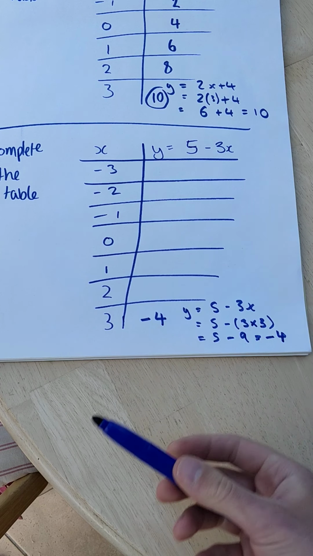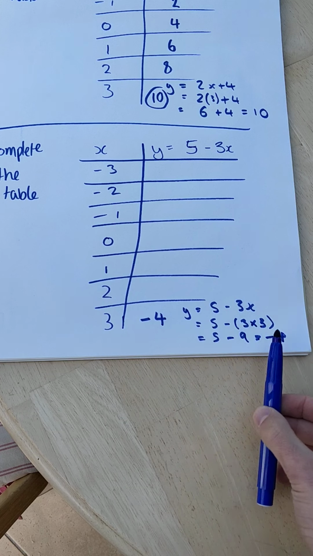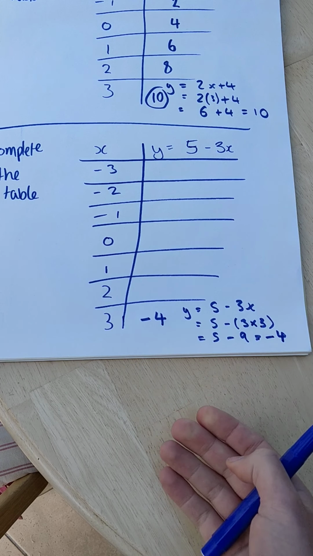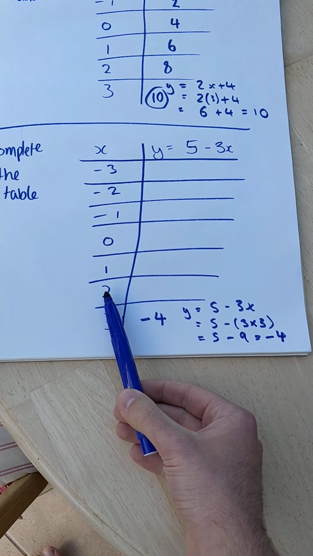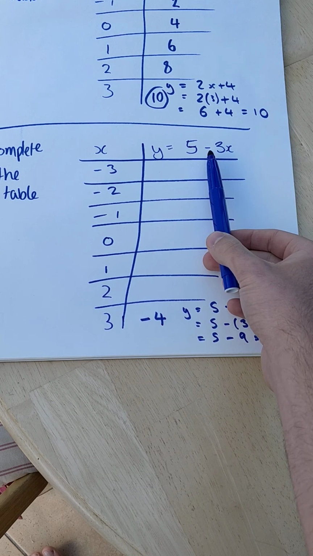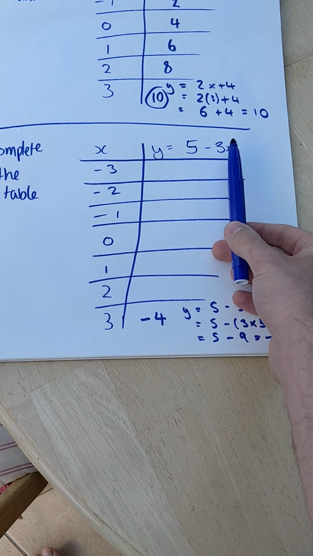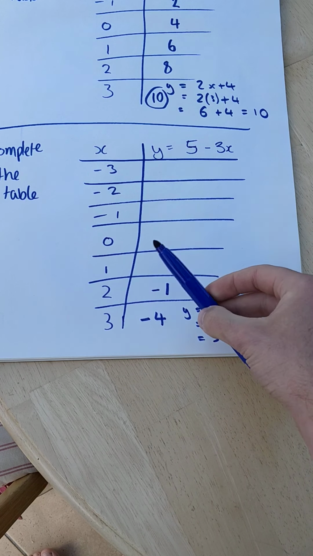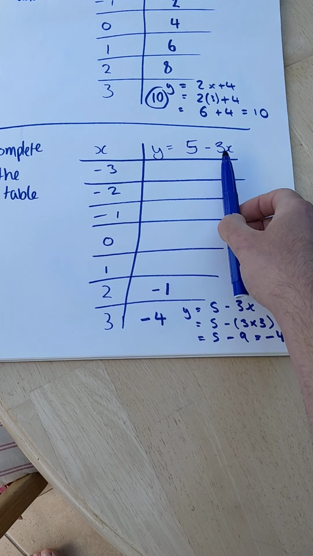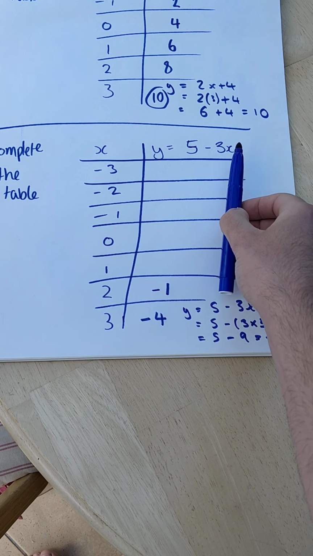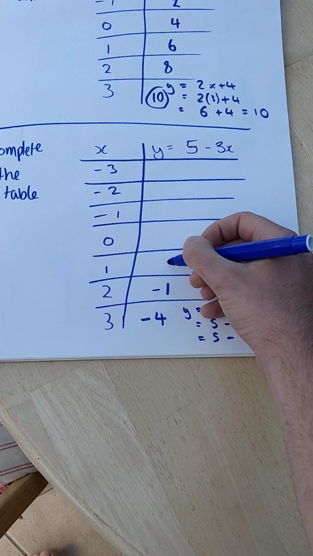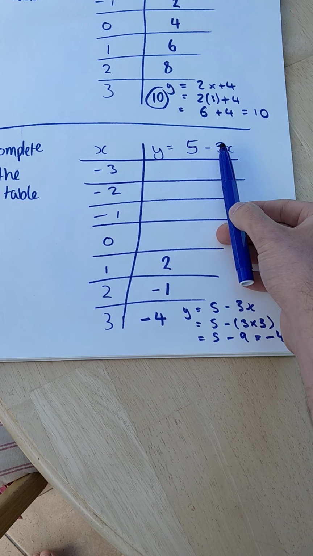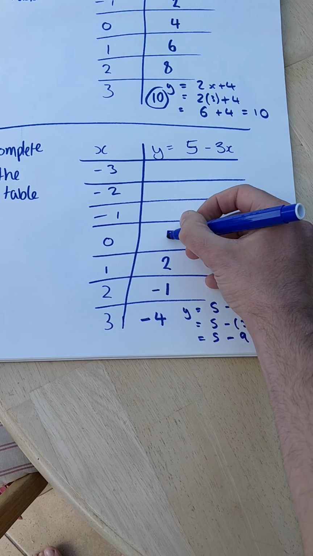Okay, and then I'm just going to do all the rest. If you need to, there's no harm in doing them like that every single time. If you need to do that for the first few, do it, if it means you're going to get the right answer. So the next one, we've got 2. So 5 minus 3 times 2. 3 times 2 is 6. So 5 minus 6 is negative 1. And then for 1, we've got 5 minus 3 times 1. 3 times 1 is 3. So 5 minus 3 is 2. Then if I put 0 in, 5 take away 3 times 0, well, it's just nothing. That one is going to be 5.